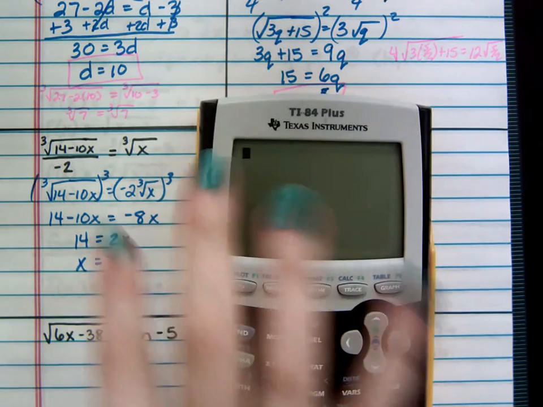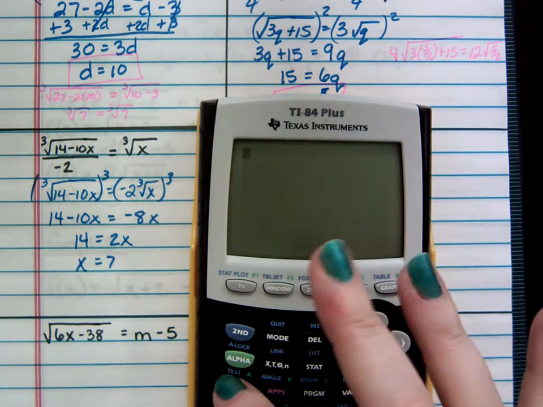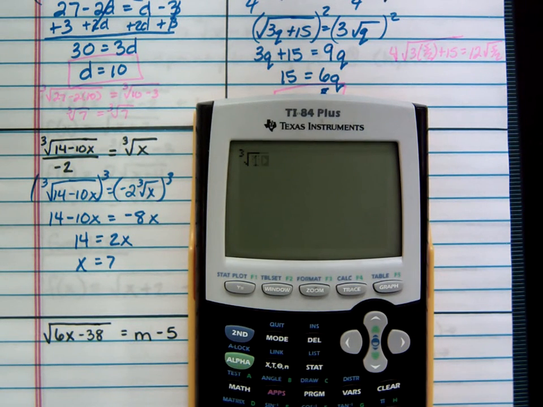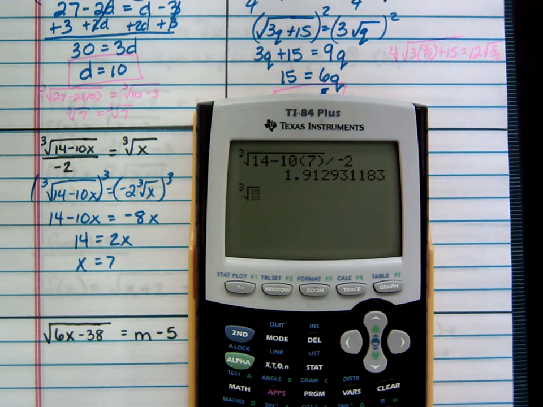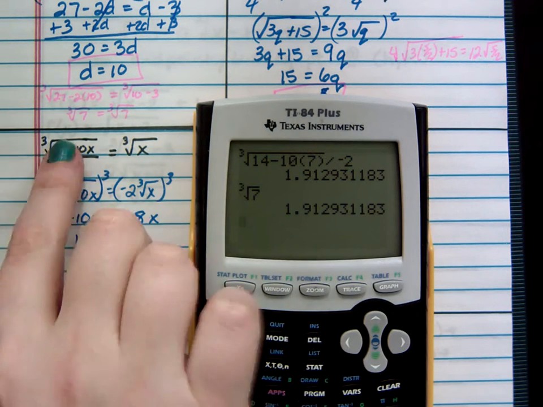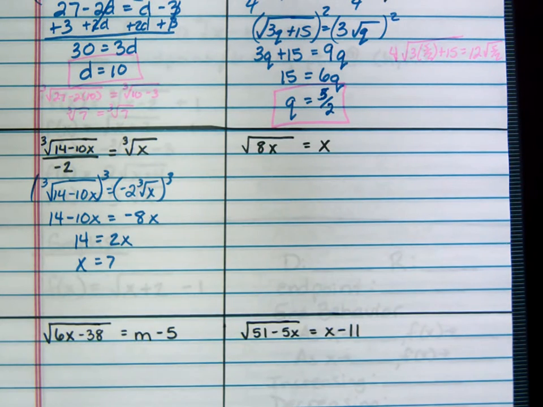Now again, you have to plug this into both sides. So if I plug 7 into this side, I get the cube root of 14 minus 10 times 7, and then divide by -2. Now the other side I have the cube root of 7, and you can see that they're equal. So by plugging these into both sides, I can get the same answer. So that means my answer does check out.